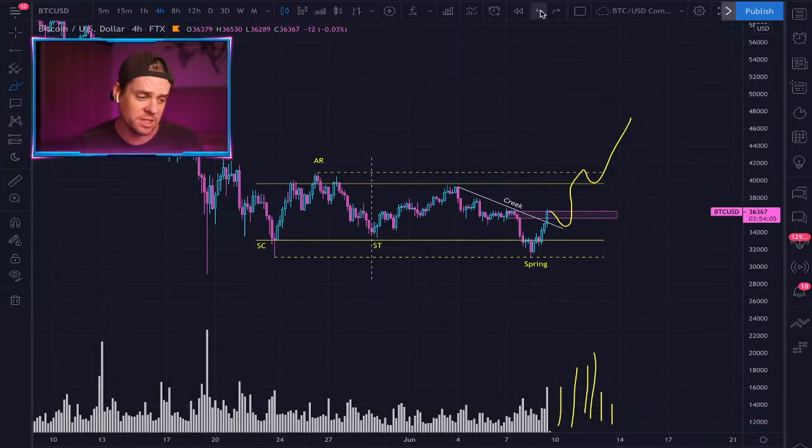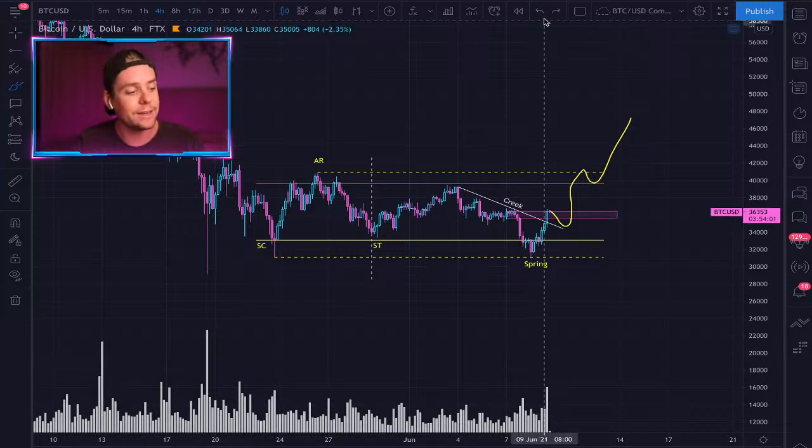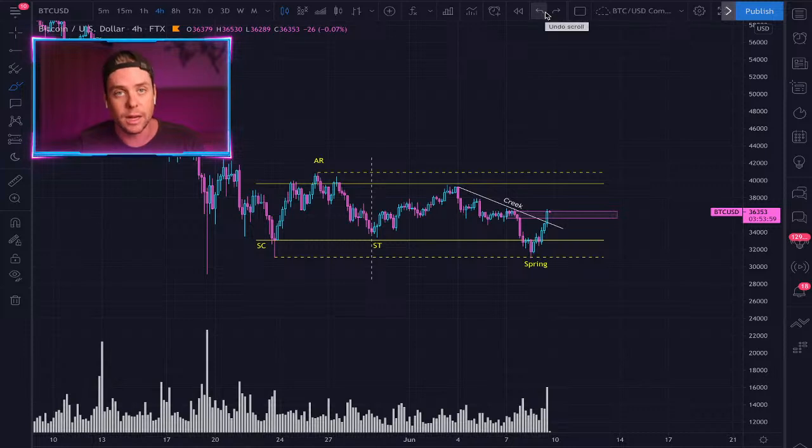But this candle here, this bar is great. We've overtaken the bearish candle that we had yesterday. That's a positive sign. It's a positive sign that there is a possibility of a bit of a recovery.